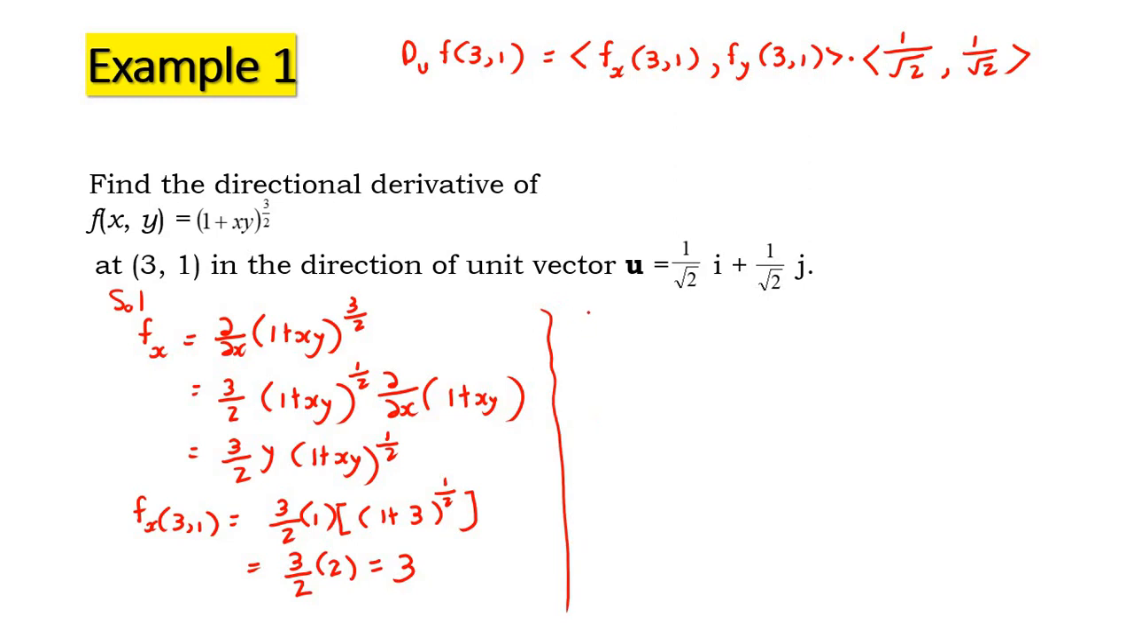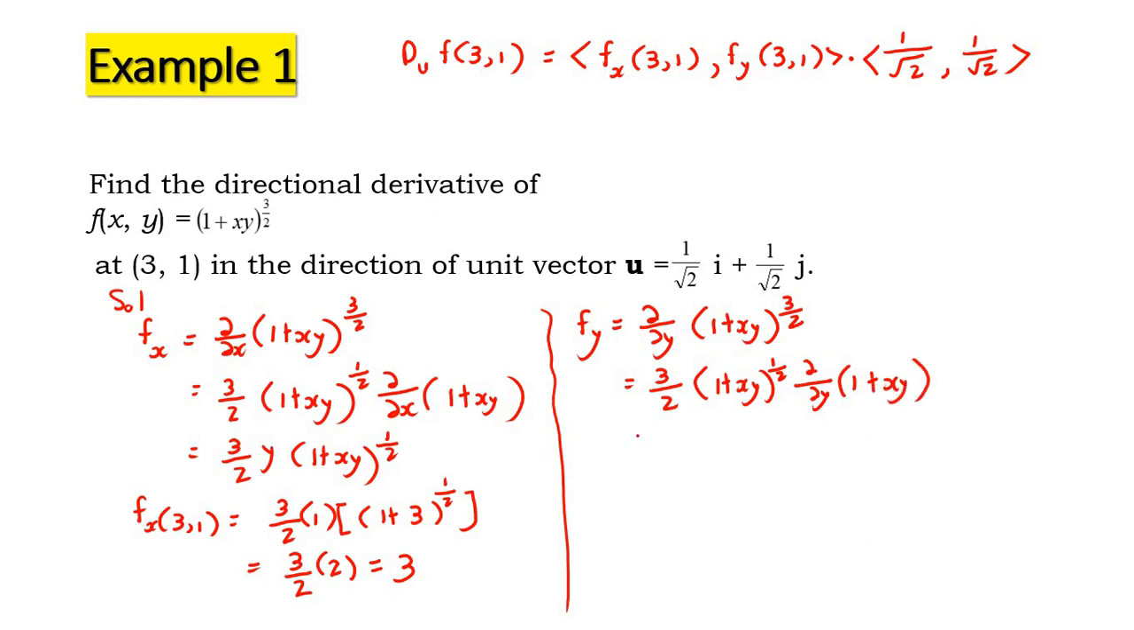Then similarly we find the fy. For fy, you just replace del x here by del y. So del y of (1 plus xy) power 3 over 2. So you have 3 over 2, (1 plus xy) power 3 over 2 minus 1 becomes half. And then del y of (1 plus xy).